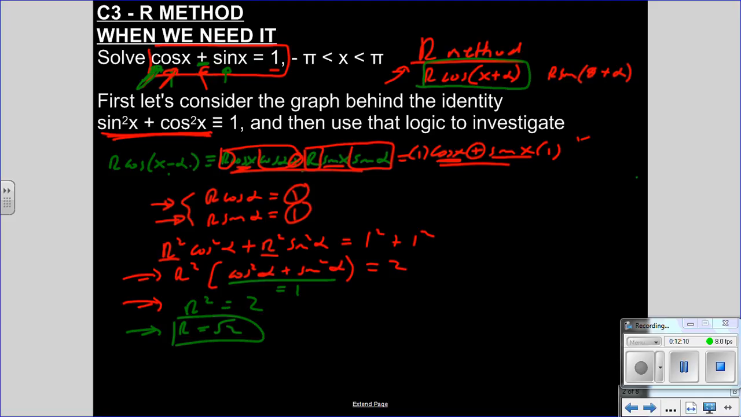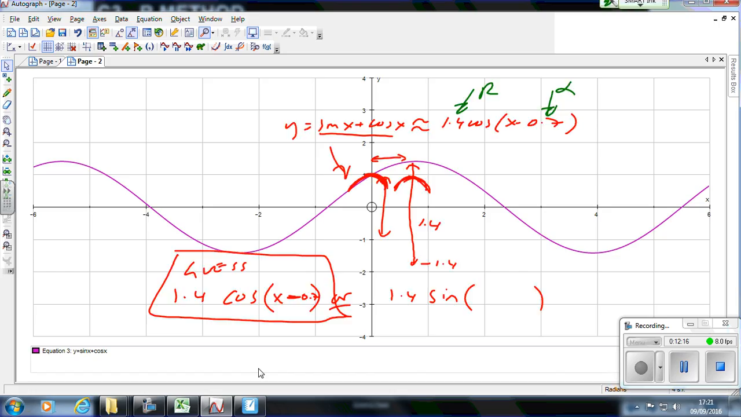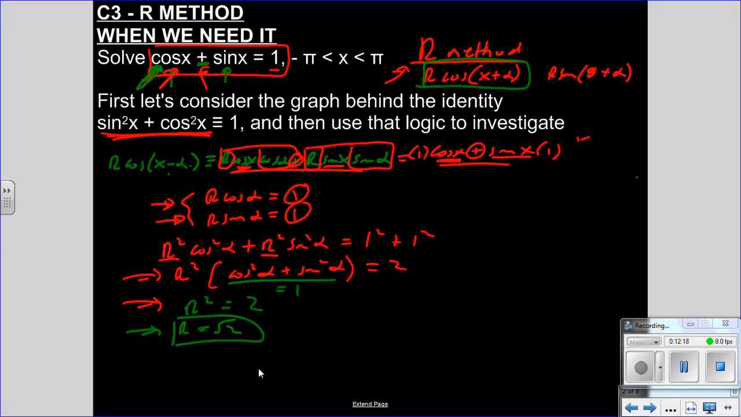Well, root 2 is 1.4142. And I reckoned it was from, I guess, 1.4, didn't I? So we're nearly bang on for r. Nearly bang on, so I'm happy with my guess. Fantastic. Now we need to find alpha.